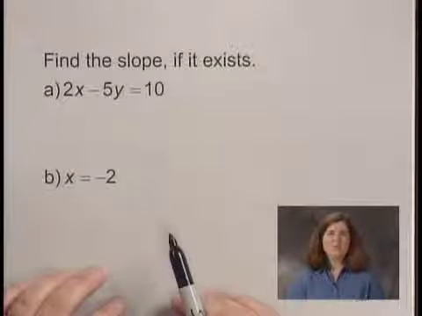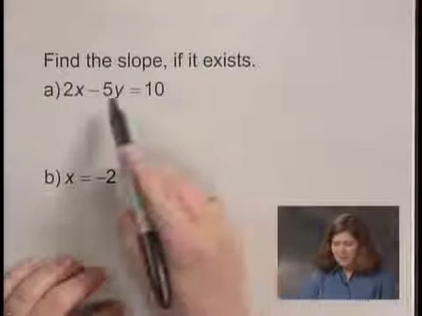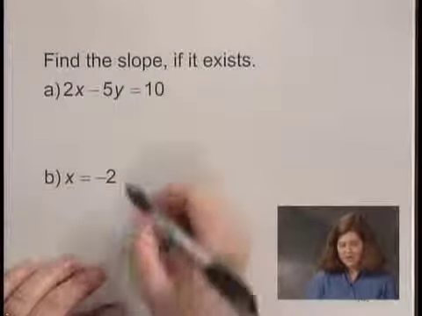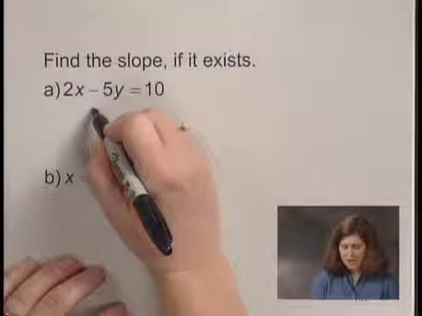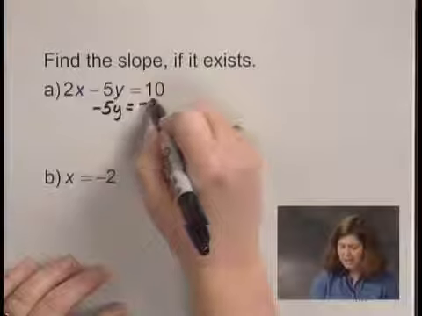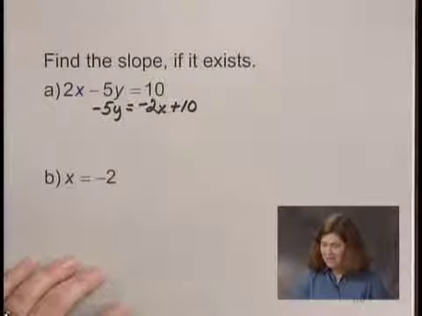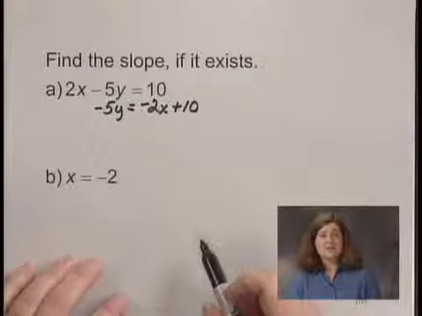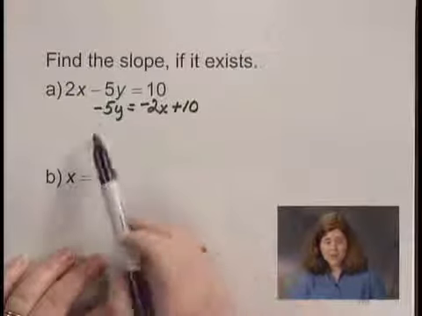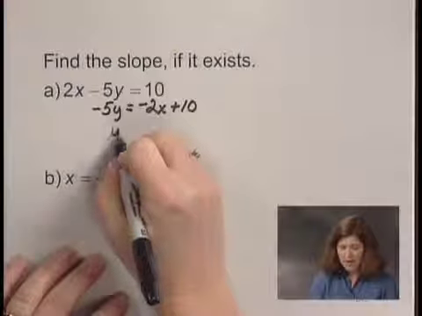write that in the form y equals mx plus b. So to solve for y, we subtract 2x on both sides of this equation, and we get the opposite of 5y equals the opposite of 2x plus 10. And then we multiply both sides by negative 1/5. When we multiply this side by negative 1/5, we simply get y.